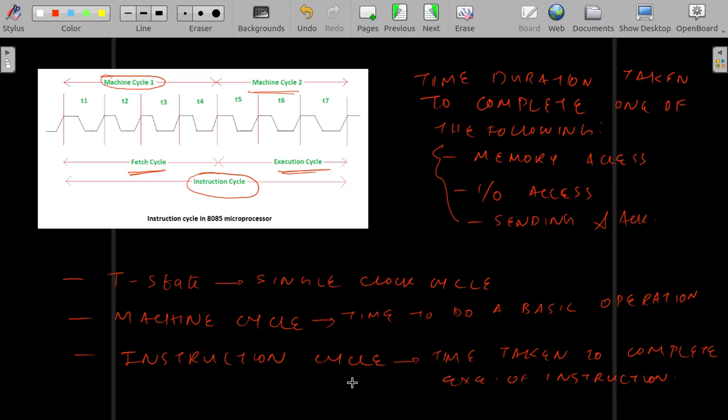So now let's see these machine cycles in detail. Before that, for 8085, one T state is 320 nanoseconds. That is 1 by clock frequency. Okay, 320 nanoseconds.